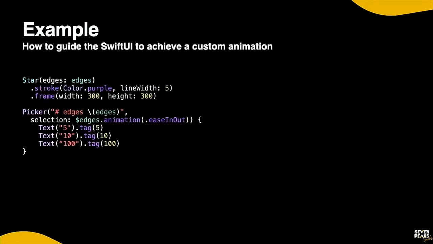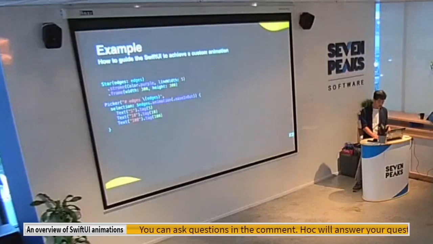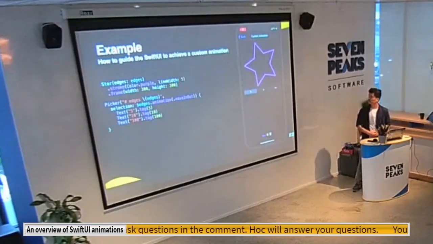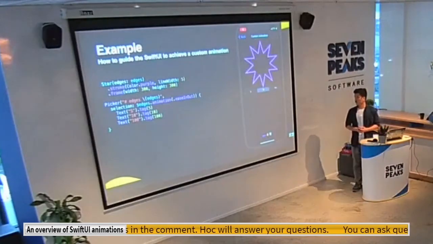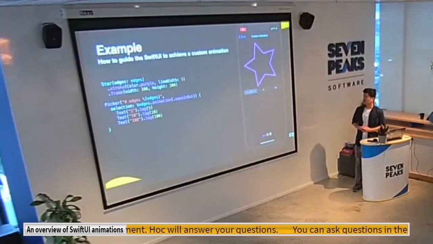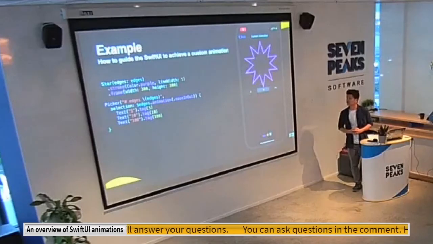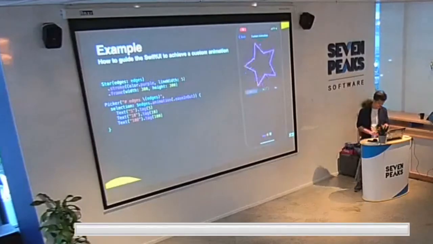So here we already have the star shape. We stroke it with a color. We define the frame to define the size and location on the screen. And we also have the picker, where we will change the number of edges of the star. And let's see the result. When we change the number of edges from 5 to 10, the star immediately changes the number of edges, but there is no animation.